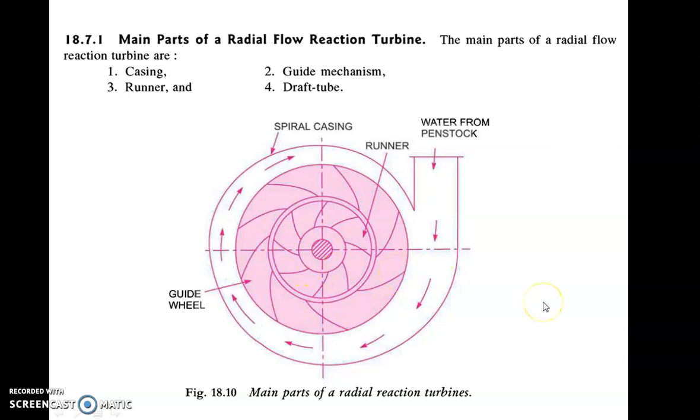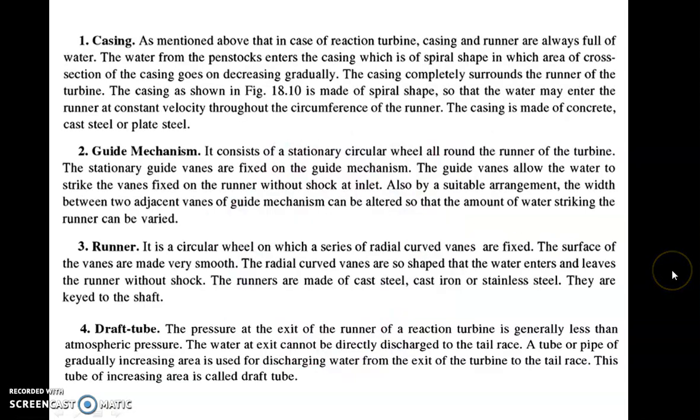Now let us see what are the main parts of the reaction turbine. First one is a casing. This one is a casing. There are types of casing: spiral casing, volute casing, that we will see in detail. Second one is a guide mechanism, which is nothing but this guide wheel. Third one is a runner. This is the runner on which the runner vanes are mounted. And fourth one is a draft tube. The draft tube is not shown in this figure, but it is attached to the shaft. The function of the draft tube we will see in detail, the theory of draft tube. Now let us see each part one by one.